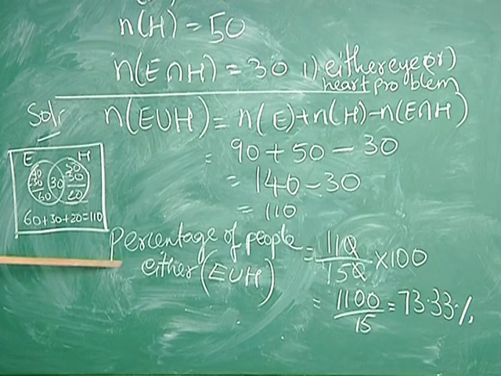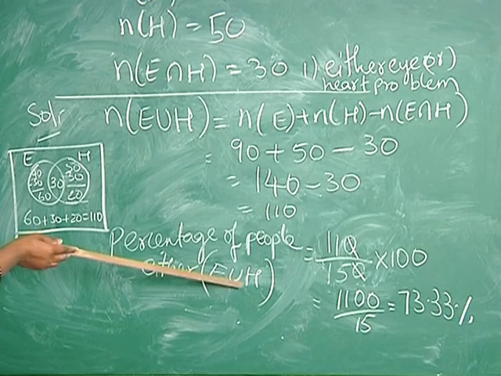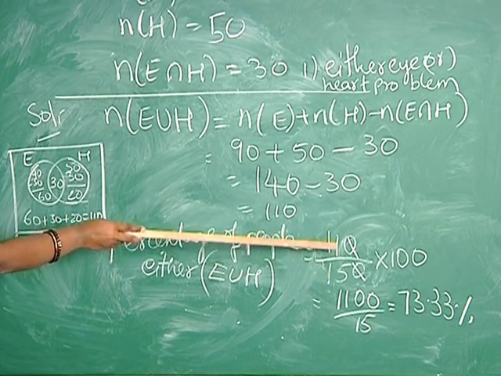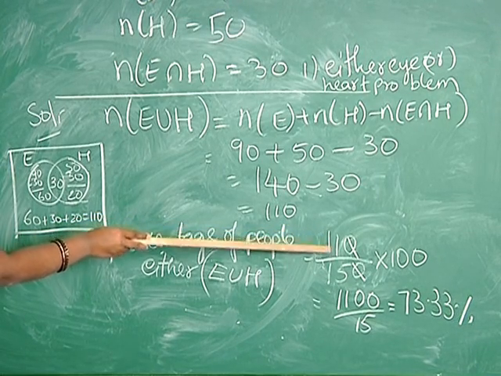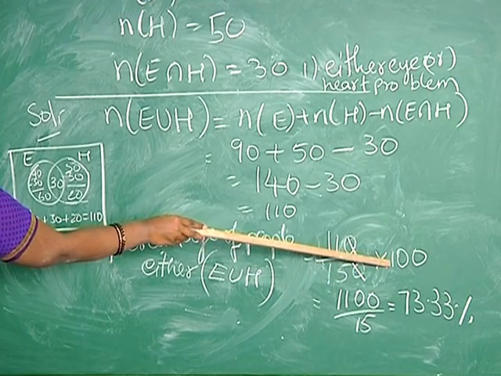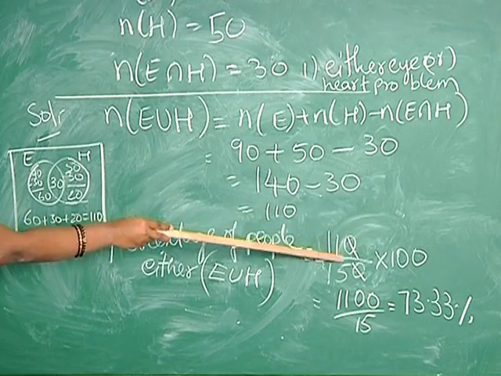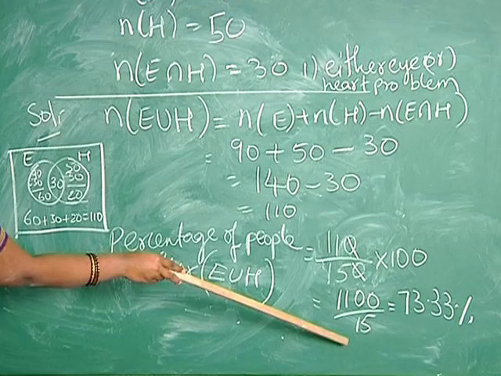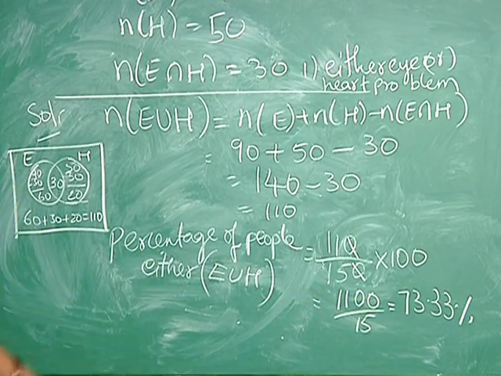Now they have asked the question, percentage of people with either eye union heart. So we got total people as 150, and the value for either heart or eye problem is 110. So 110 by 150 into 100. Why are we multiplying by 100? Because we need to calculate a percentage. The zeros will get cancelled. 11 into 100 is 1100, divided by 15, we will get 73.33%.